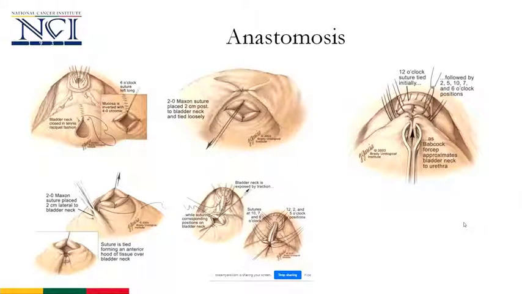Anastomosis is performed in this way. We perform a reconstruction of the bladder neck to make an adequate anastomosis with the urethra, and in open radical prostatectomy, suturing nowadays is usually with 5 to 6 sutures.